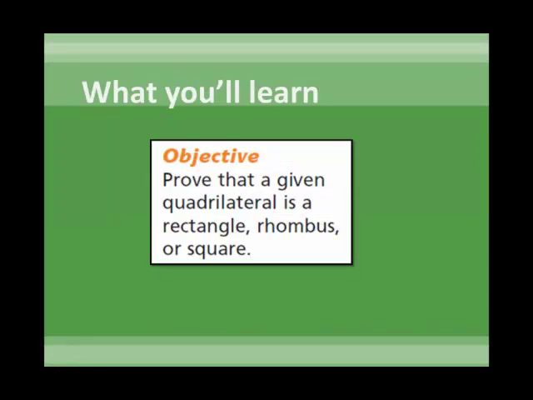In this particular lesson, we're going to prove that a given quadrilateral is a rectangle, a rhombus, or a square. This is the converse of what we did in the previous section, in which you were given that it was a rectangle, a rhombus, or a square, and then you could assume certain properties were true. In this one, you're going to be given certain properties, and you have to figure out whether or not it's a rectangle, a rhombus, or a square.